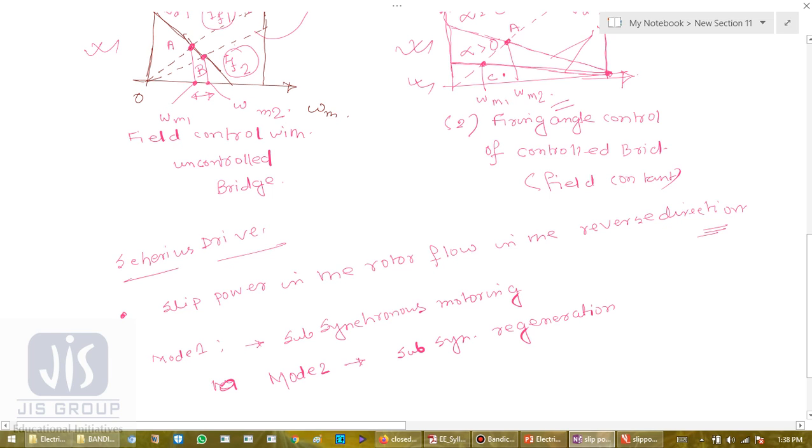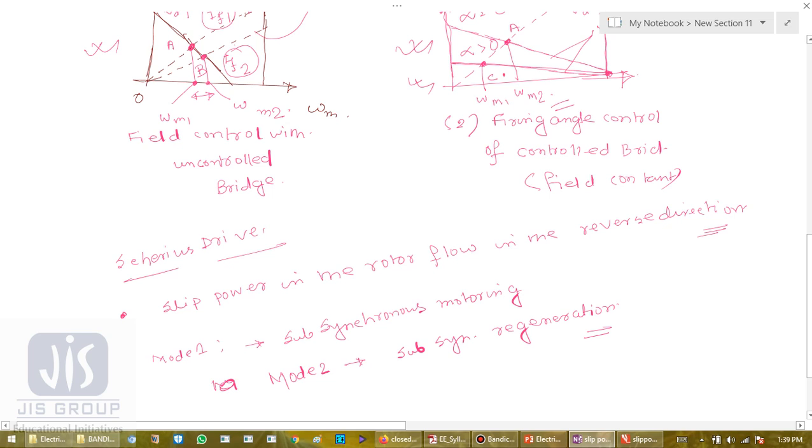Okay, so once I replace the diode bridge with a thyristor bridge, the slip power can be controlled to flow in both directions. Now with reverse slip power flow at subsynchronous speed, the power corresponding to the shaft input mechanical power can be pumped out of the stator. So such a drive system has bidirectional slip power flow.